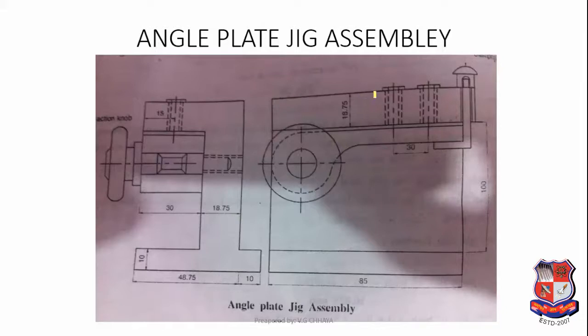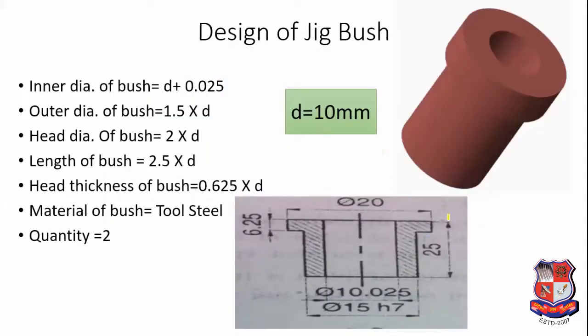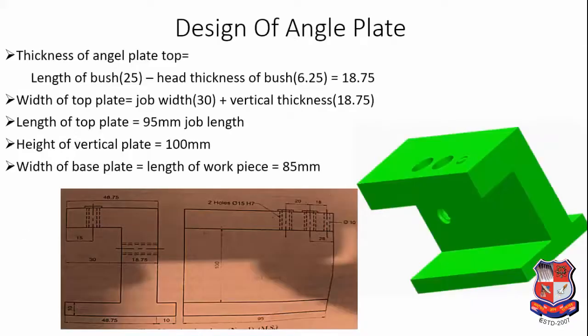So thickness will be length of jig bush minus head thickness of bush, that we can clearly see from assembly. So length of bush is 25 mm, and from that when we subtract head thickness of bush, that is 6.25, we will get thickness of angle plate, that is 18.75. So we have now derived the thickness as 18.75 mm.